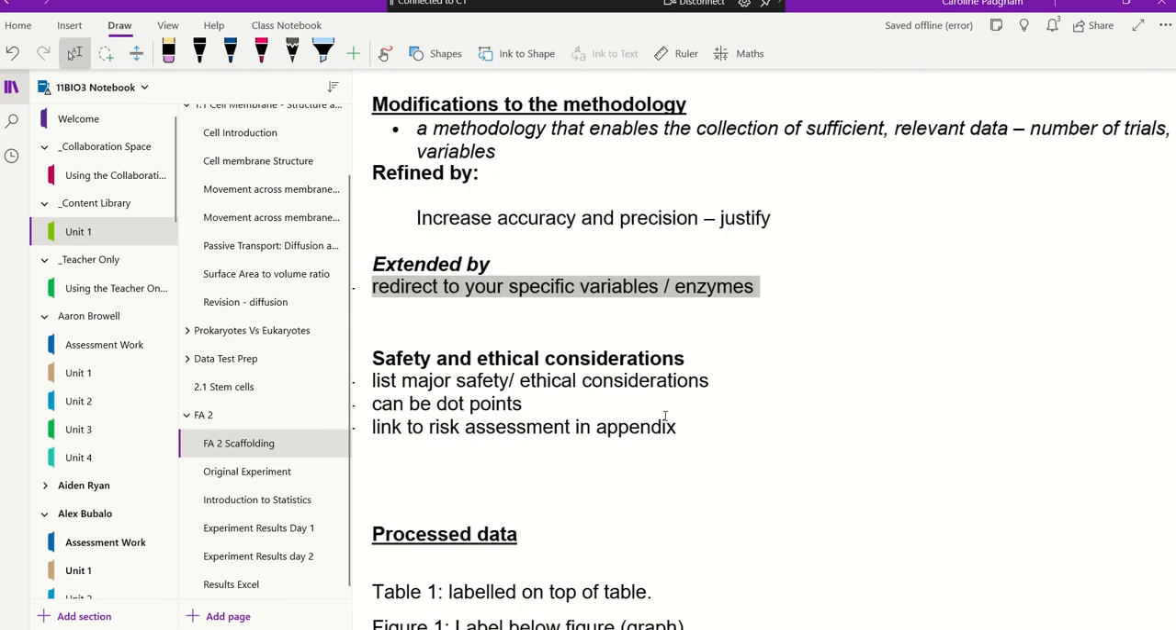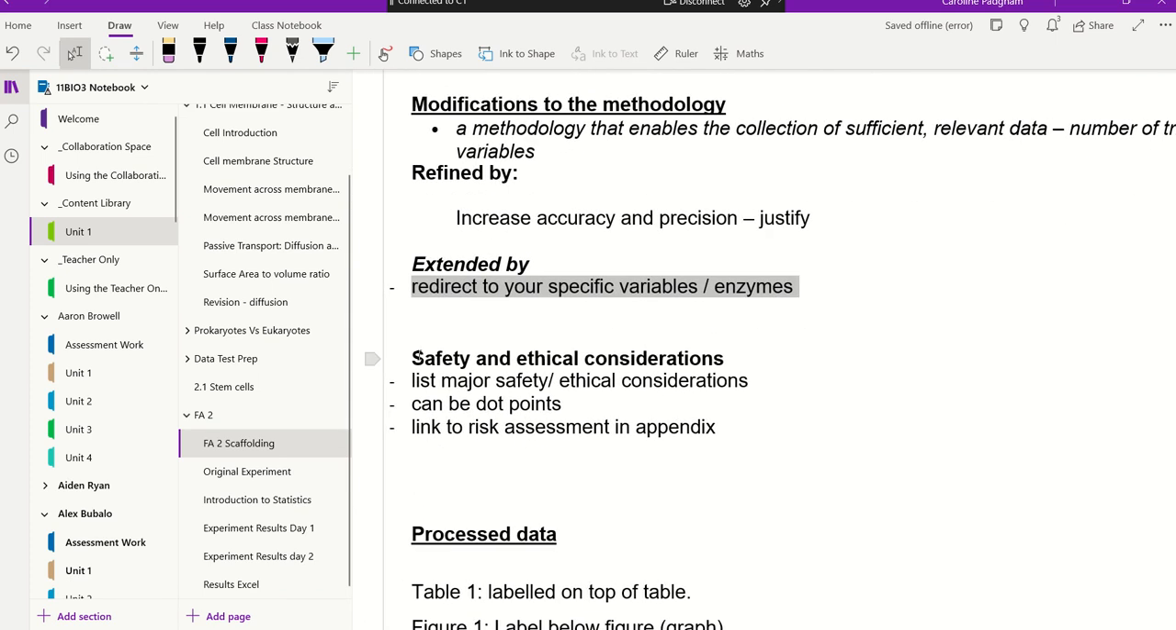Okay? Safety and ethical considerations. You need to list the major safety considerations. That indicator would be the major one. I will post my risk assessment for you to have a look at, copy and paste the relevant parts onto your risk assessment, okay?